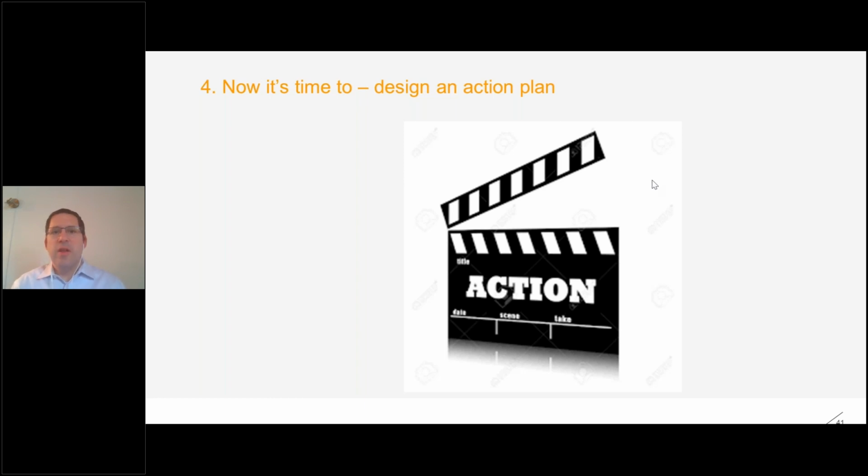So now it's time to design an action plan, and this is really the key thing as far as interacting with customers is concerned. It's great to know who they are and how they behave and the right way in which to talk to them, but it's all in the action. Theory is great, but it's about the action. So let's crack on and see how we go.